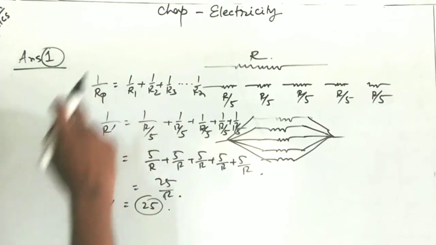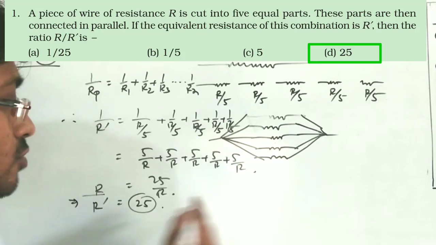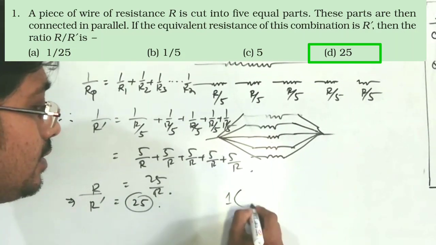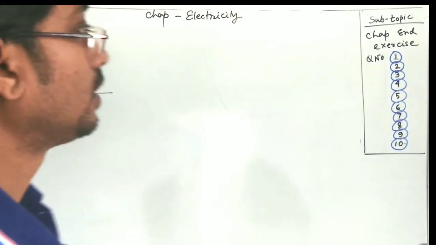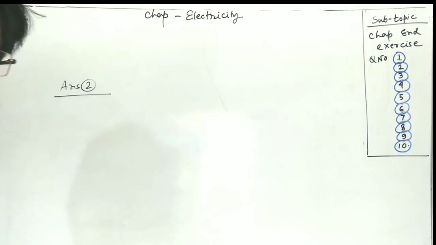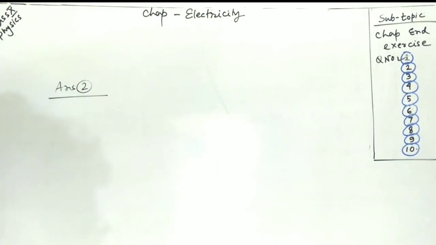So the answer of question 1 will be option D. The answer matches with option D, that is 25. Okay, now we have the solution of question number 1. So now we'll go to the answer of question number 2.